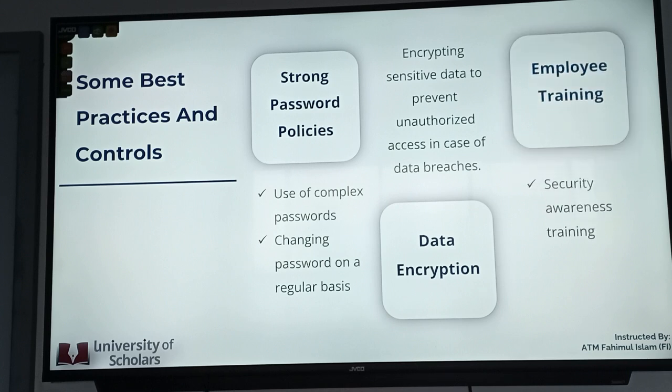Employee training can also be helpful. They should be aware of security issues, and they should take security awareness training to know about cyber security threats and the best practices in the industry.